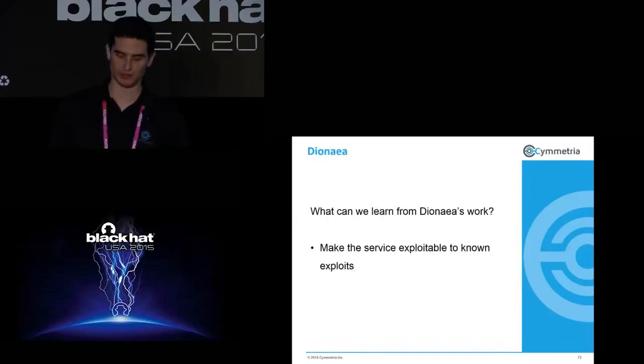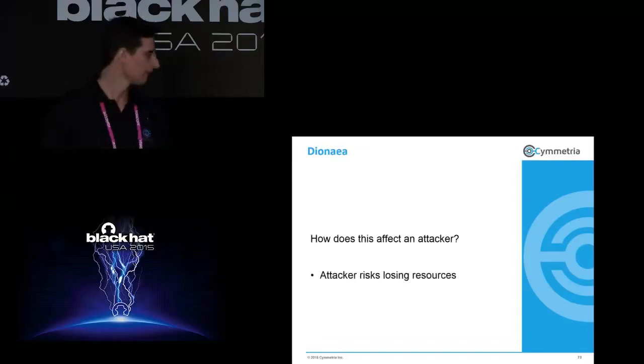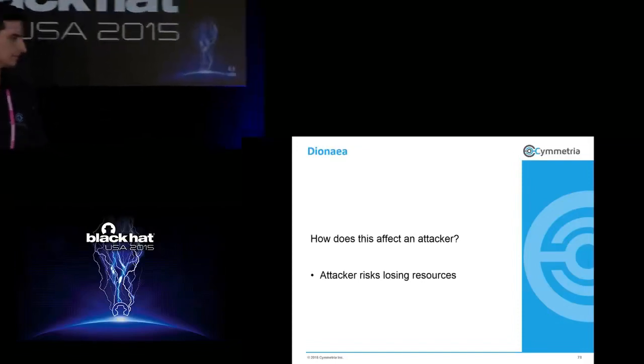Right? So what can we learn from Do You Detect Anya's work is that we want to make the service exploitable to known exploits, right? Because if somebody's using an exploit and it follows their shellcode and their payload, we want to be able to give them the option of doing that, because then mitigation is very, very much easier to do afterwards, right? This is really, really brilliant. Think about what you just said.